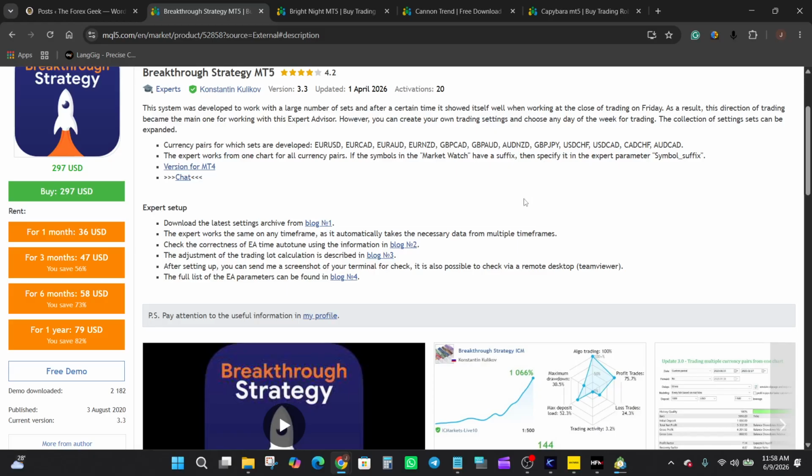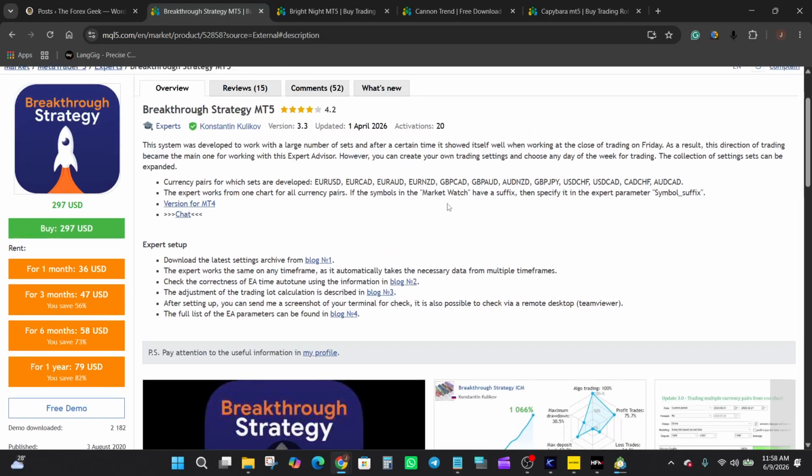Now, when it comes to setup, the instructions emphasize downloading the latest set files, ensuring time synchronization is correct, and properly configuring lot calculation. So this is not exactly a plug and play system. It does require some setup before running it properly. Okay, so before moving into backtesting, I also note that the EA is designed to work across any time frame because it pulls data from multiple time frames automatically. So the time frame you attach it to is not strictly restrictive, which is important from a usability perspective.